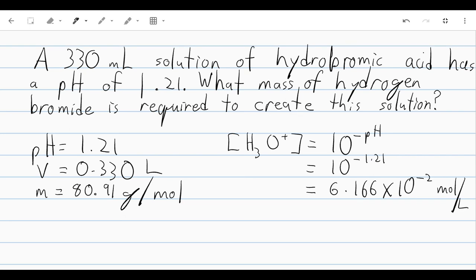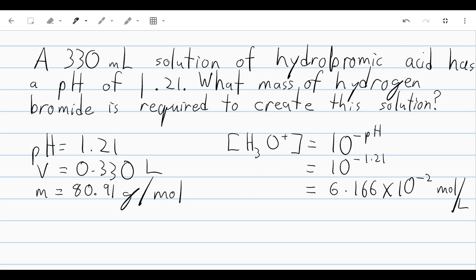Remember, pH doesn't have units because we've run the units through a logarithm, so it doesn't really make sense to try and write those units, but concentration still does. So we do need to include the moles per liter.